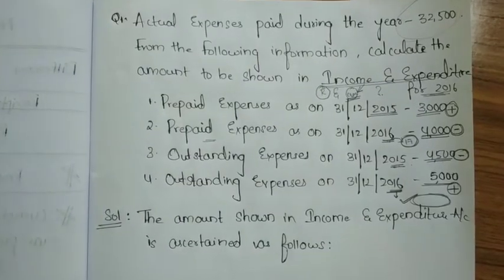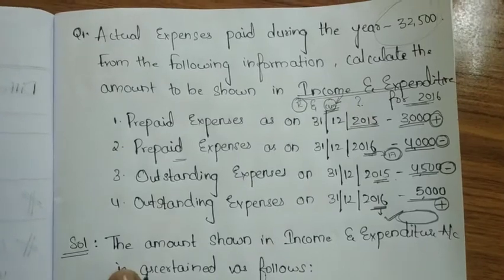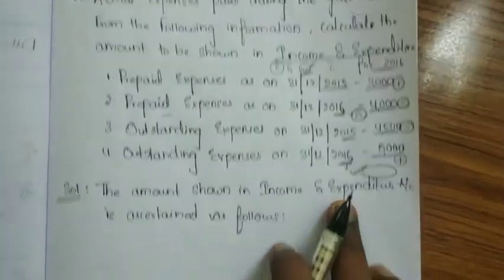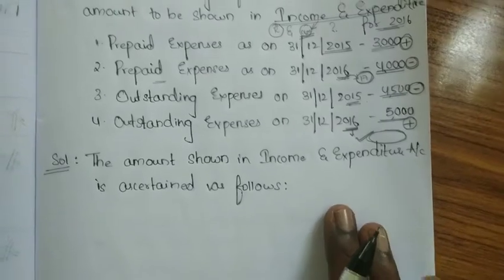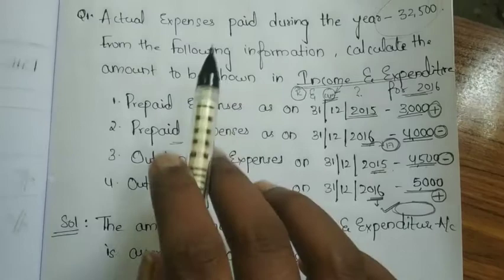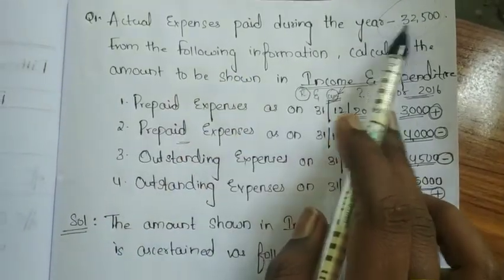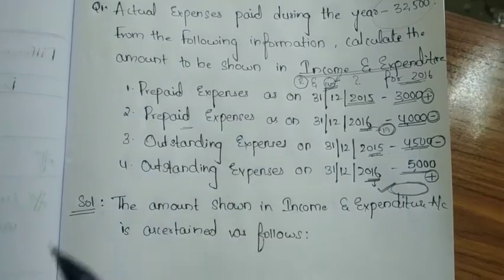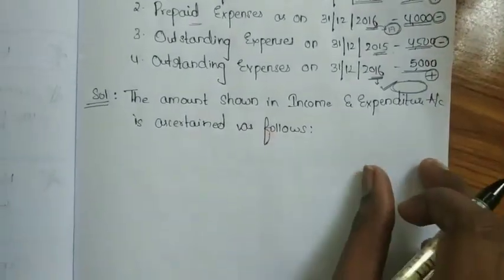So let's start doing the answer. See, the amount that should be shown under the income and expenditure account is as follows. So draw the format: particulars, amount. Why? Because we are just going to calculate the amount. That means we will take the actual amount first, 32,500. After that we will do all these adjustments. So this is like a statement only. So take particulars and amount.